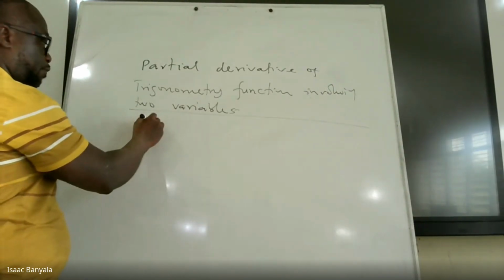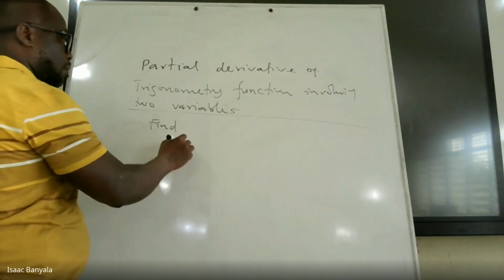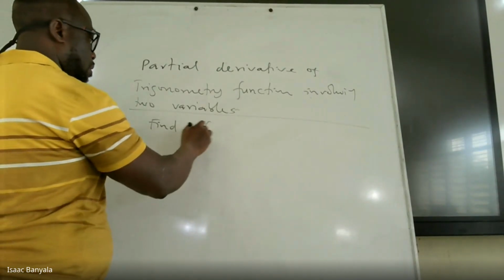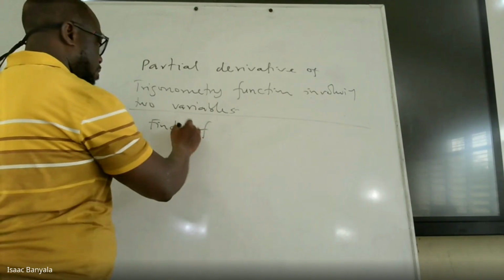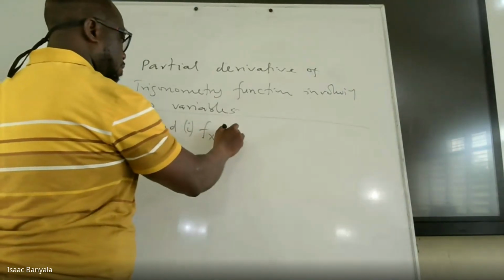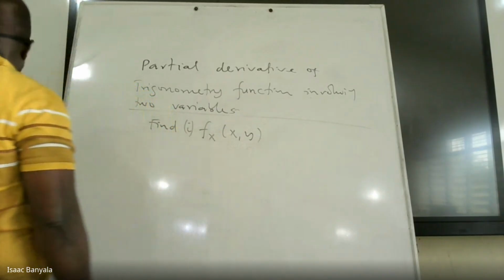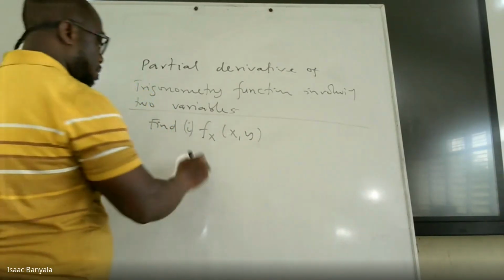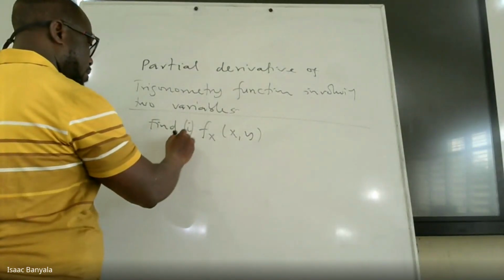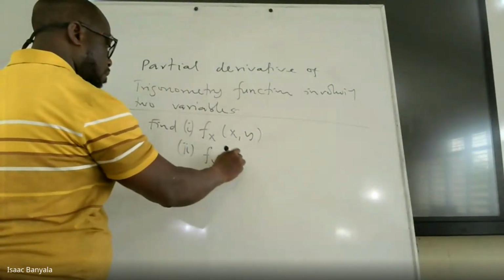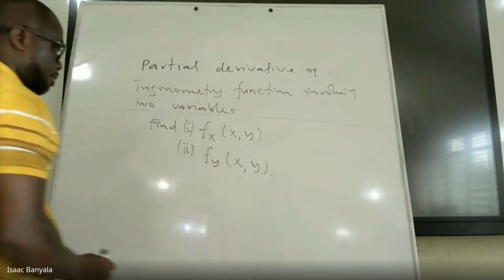If I'm given, you have to find f_x(x, y), a function involving x and y, then f_y, this one involving x, y.